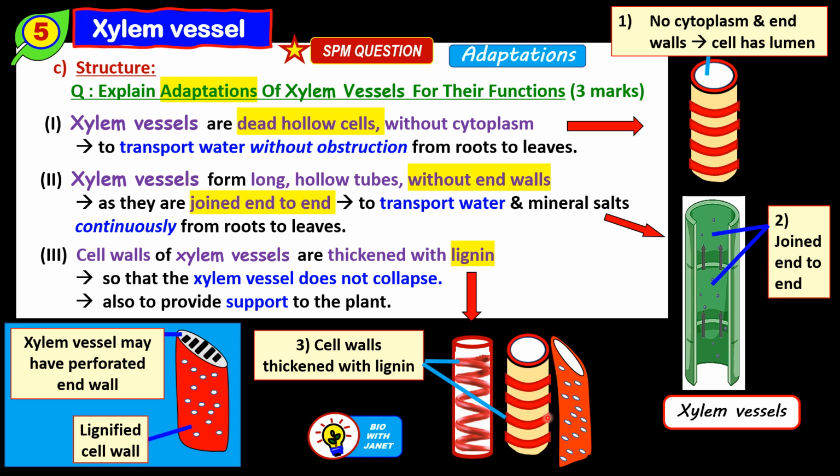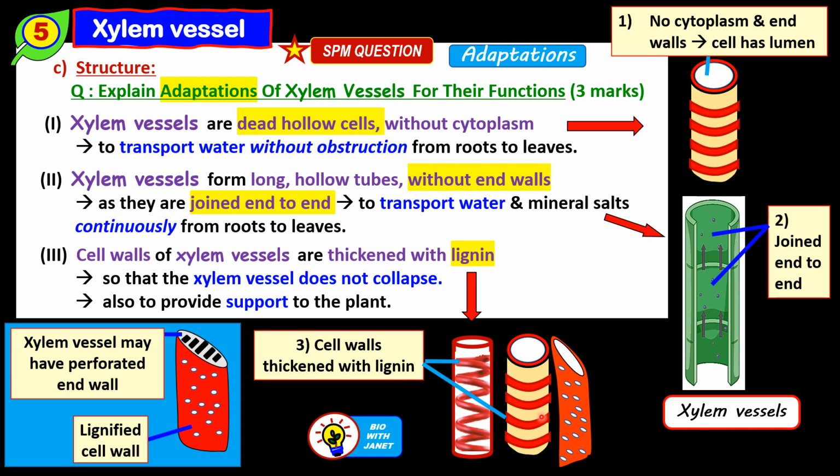So the wood that we use to make furniture like chairs and tables actually contains a lot of lignin, okay? And wood actually consists of many xylem vessels and other cells that have lignin. That's why the wood is so hard.